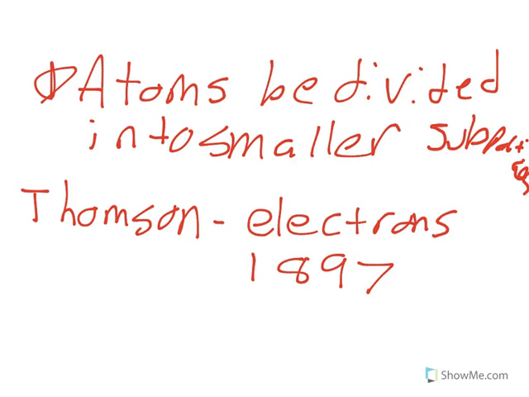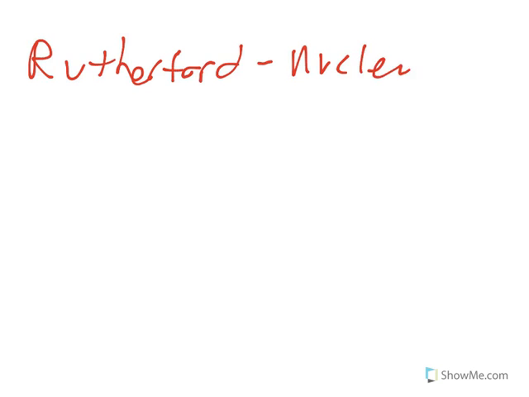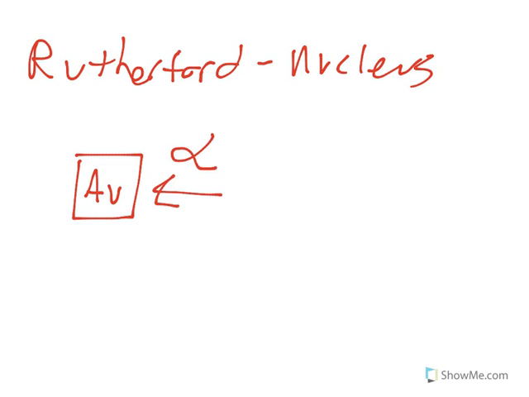Thomson's theory of plum pudding said that the electrons were distributed evenly throughout the atom. However, this is not correct. In 1911, Rutherford and his associates discovered the nucleus. A thin sheet of gold foil was bombarded with fast-moving alpha particles.